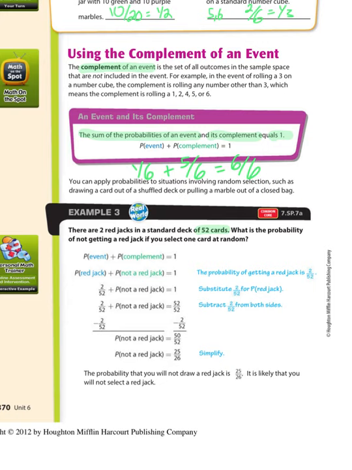So let's look at this example. What's the probability of not getting a red jack if you select 1 card at random? Well, there are only 2 red jacks out of the 52 cards. So the probability of getting a red jack is 2 over 52. So then the probability of not getting a red jack are the other 50 cards. So 50 over 52 is the probability of not getting a red jack. And then of course we simplify, and that's 25 over 26.